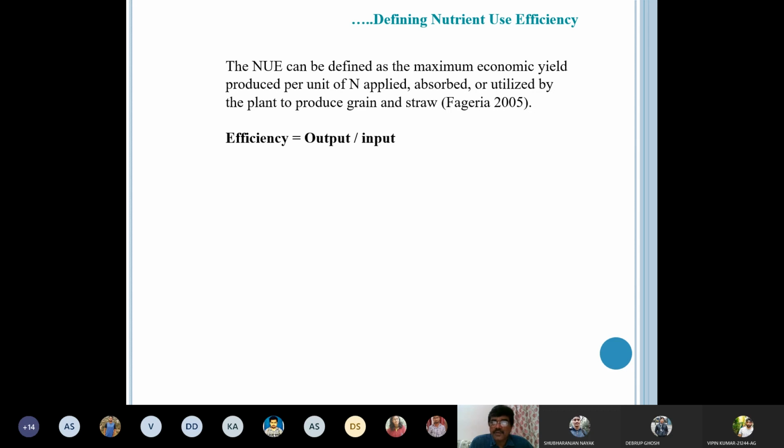In this case, you can see output divided by input. Output is your numerator, which is above the line. And the denominator is below the line. You normally keep it below the line. So you divide numerator by denominator. So if your numerator is increasing and your denominator is constant, your efficiency is improving. Or if your input or denominator is decreasing, again your efficiency is improving. The same happens in the case of nutrients.